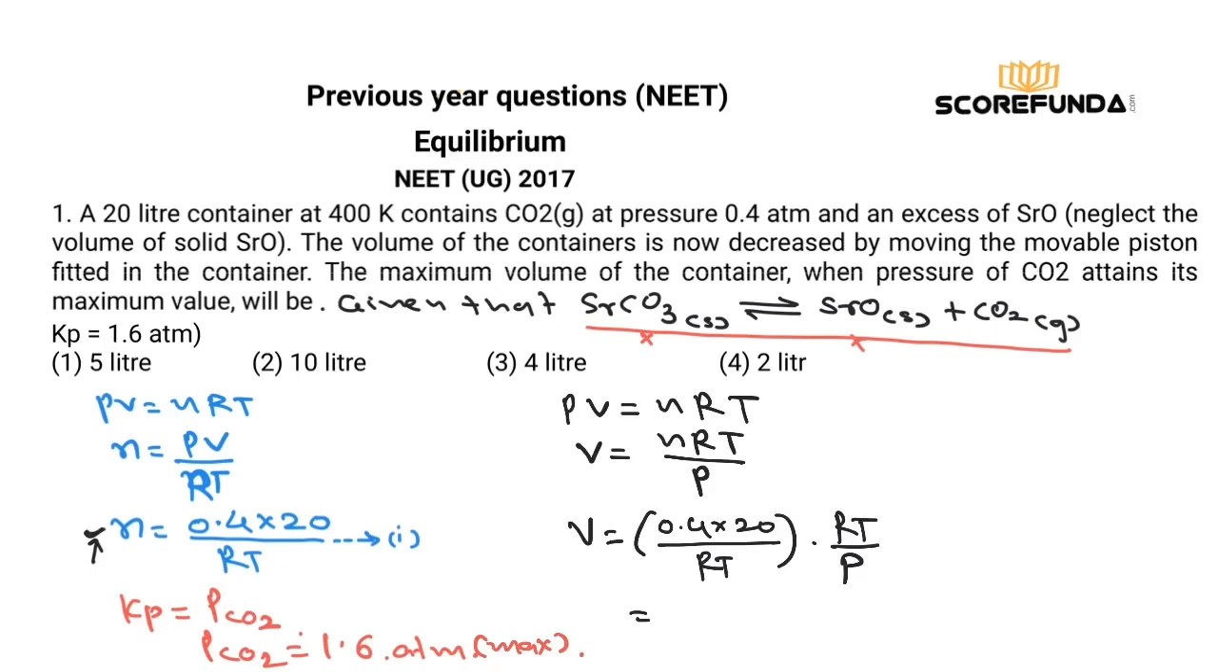So this will be RT gets cancelled. So 0.4 into 20 divided by 1.6. So V should be equals to the maximum amount of the volume should be 5 liters. So that should be our answer. यानी हमारा आंसर होना चाहिए ऑप्शन 1.